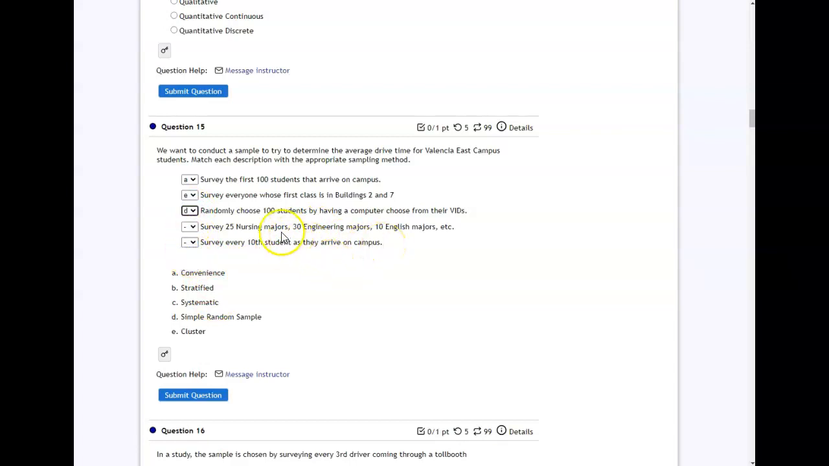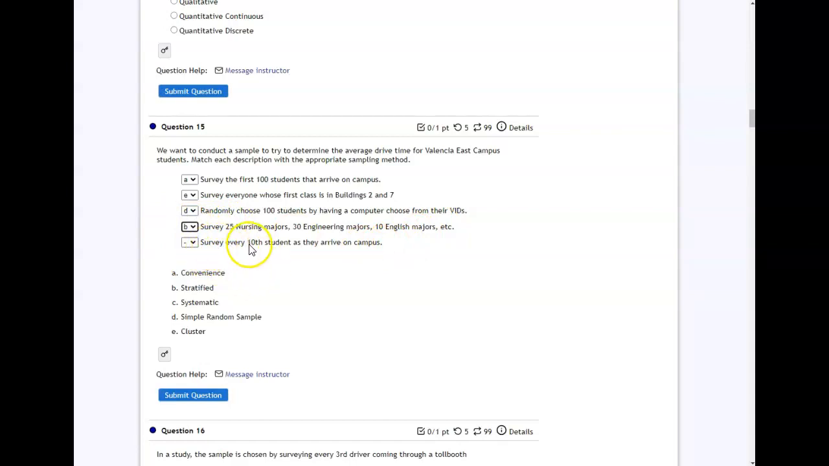Survey 25 nurse majors, 30 engineering majors, and 10 English majors. That will be stratified. That's where you break them up in groups and then survey some from each group. So we've got some of the nurses, some of the engineers, and some of the English majors. So that's your stratified.